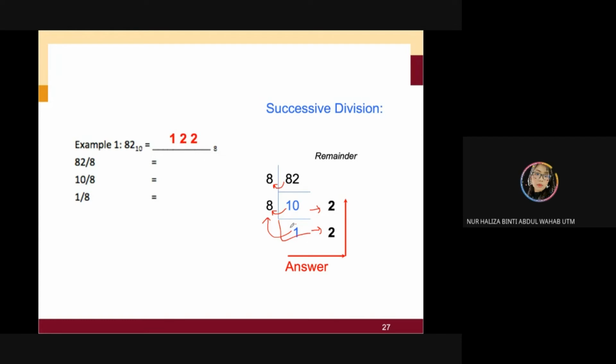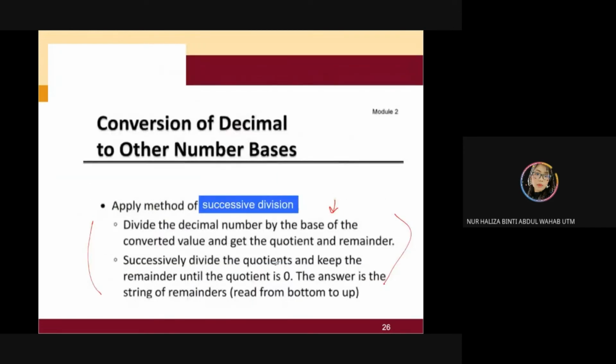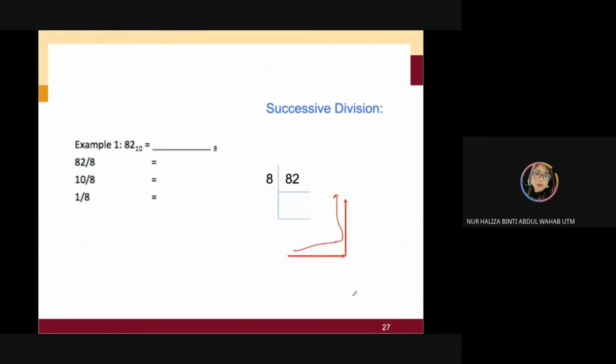And this is basically how you get the answer, because you cannot have 1 divided by 8 for the last. You're going to show it from 1, 2, until 2, another 2, which is from bottom to up. As mentioned in our previous slide, you're going to take and read it from bottom to up. So this is the first example.